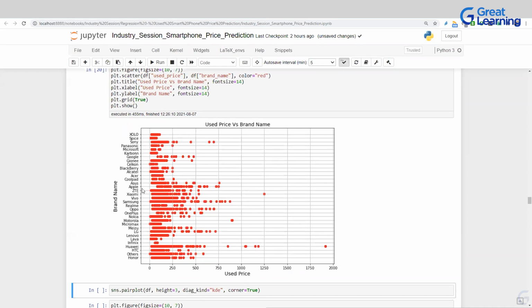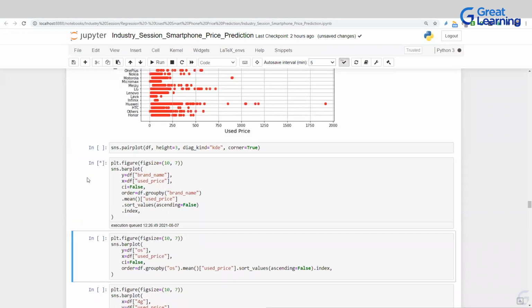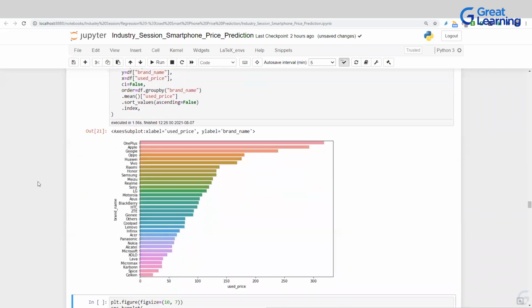Then you have Oppo and Samsung also getting good price. The ones that are not getting price are all the local brands. With Microsoft adopting Windows, you can see the used phone prices are very low. Let's look at the average price of all the brands.